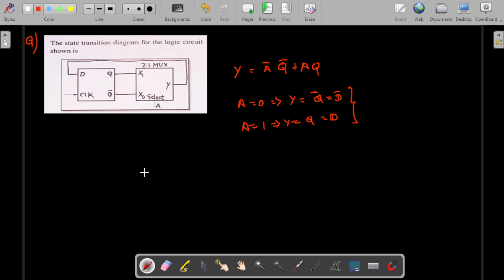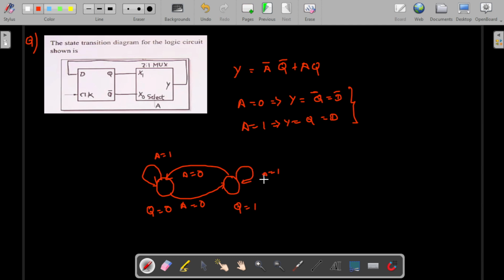Let us try to represent this in simple terms. Here let's take two states: Q is equal to 0 and Q is equal to 1. A is the selection line, so that is the trigger. Whenever A is equal to 0, there will be a change in state. Whenever A is 1, it will remain in the same state. So this is how the simple state transition can be represented for this logic.